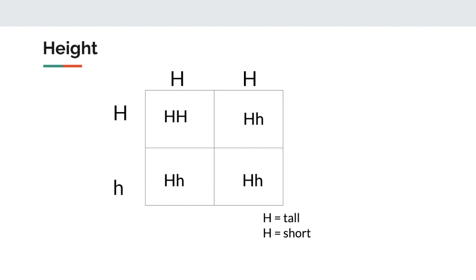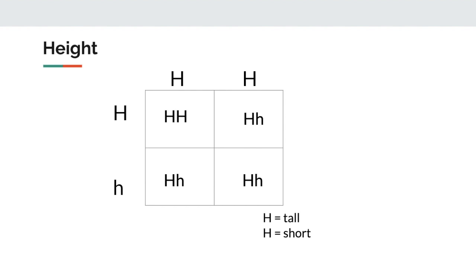The first thing Lily decided to investigate was her height. Your height can be determined by your genes and the environment. First, she made a Punnett square. In this case, we used the letter big H for tall and little h for short as alleles.